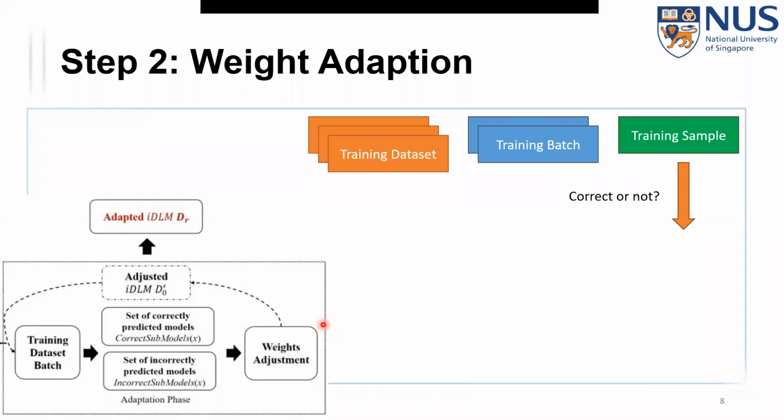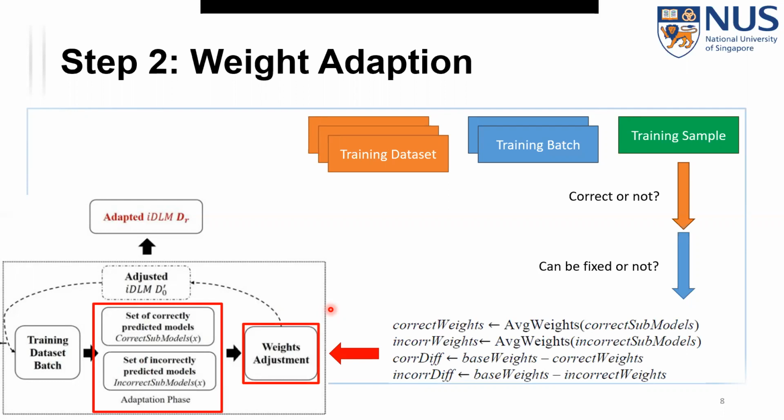It will see if it can be fixed or not. Whether it can be fixed means: is there any model among the correct submodels? If there are zero models in the correct submodels, there are no weight directions to give guidance, so it will just go to the next sample, meaning this sample cannot be fixed. But if there are, it will go to the next step and do the weight adjustment.